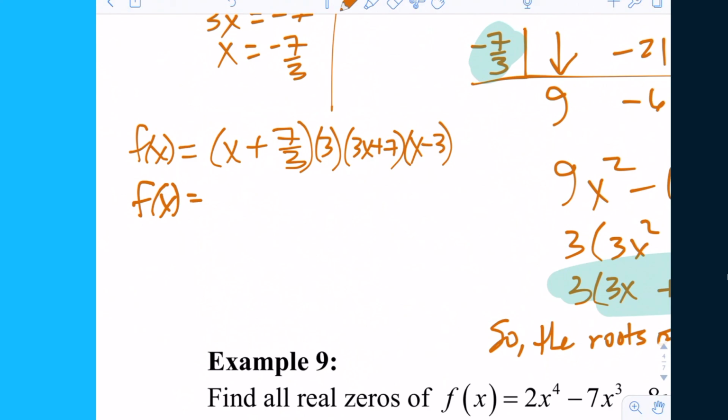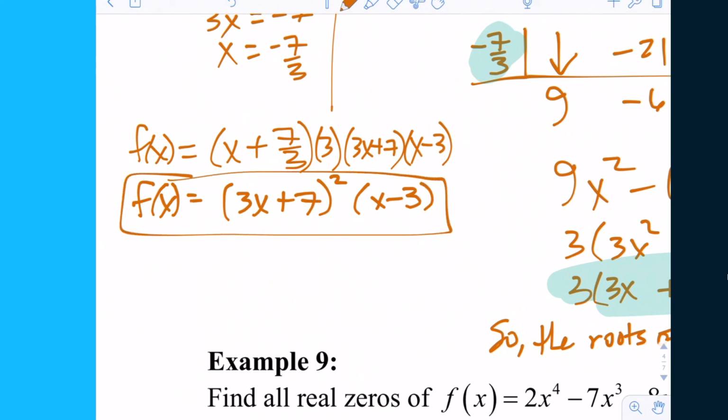You can distribute this 3 inside that first factor, which would make it relatively pretty. It would make it a 3x plus 7 times the other 3x plus 7. You would have 3x plus 7 squared times x minus 3. That right there would be considered a prime factorization because you have linear factors, but it is not in the factor theorem form.